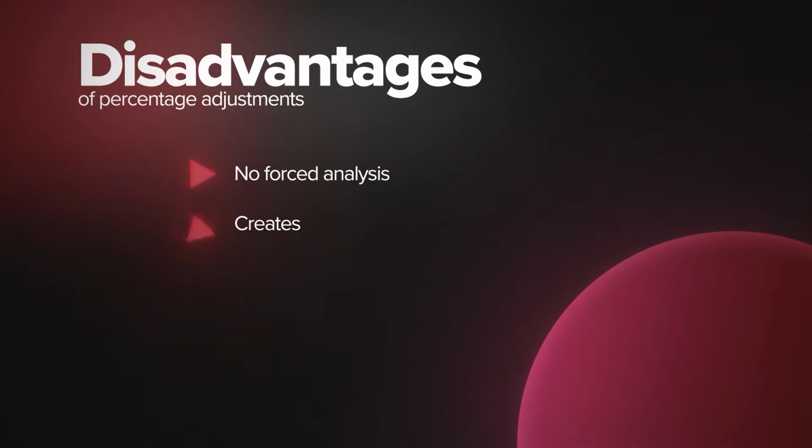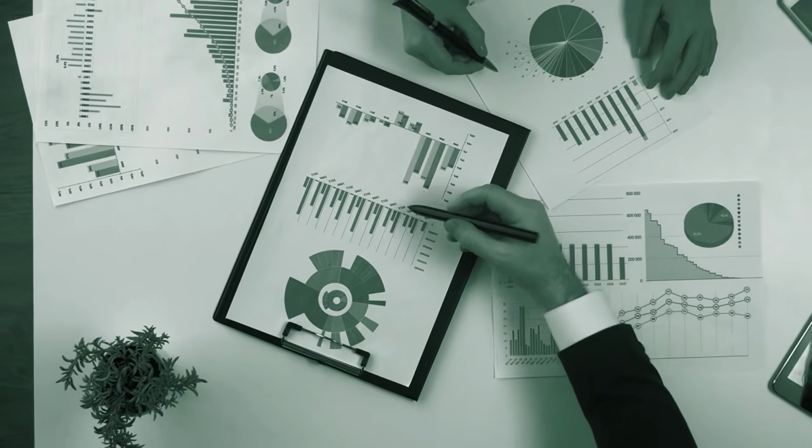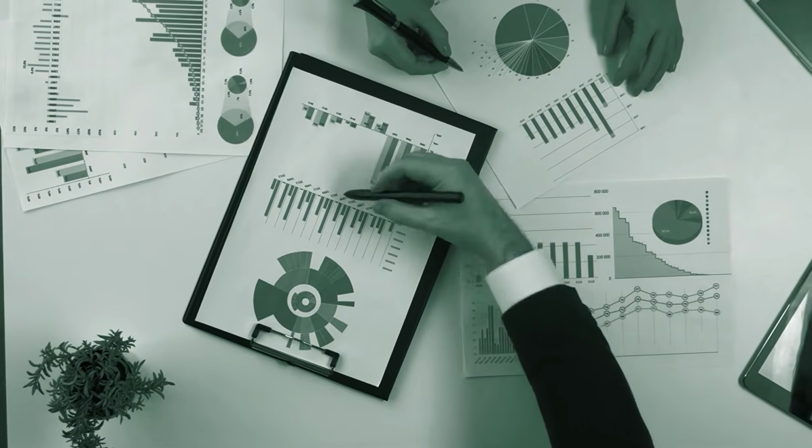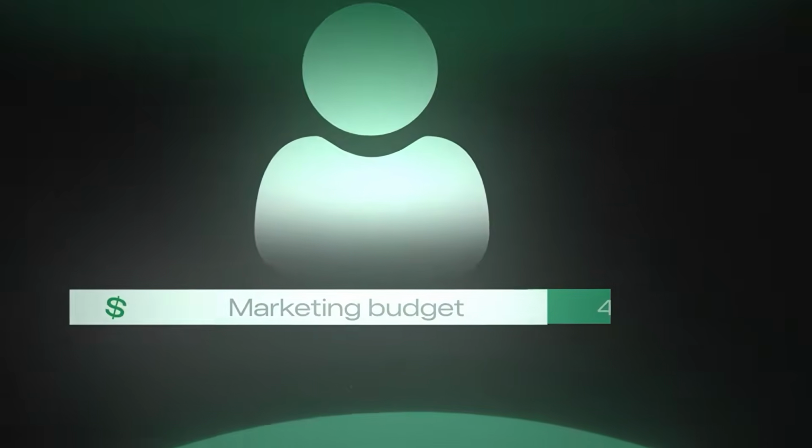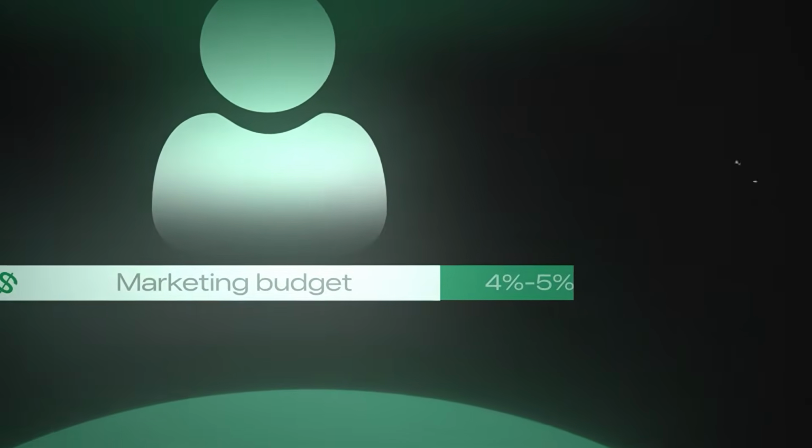Secondly, using the incremental approach for forecasting expenses can create unwanted incentives. Consider this example. Your marketing team knows that you will forecast their budget for next year using the incremental method, meaning they will probably get a 4 or 5% increase in their budgets to account for inflation. They've known from experience that this is usually what they can expect.